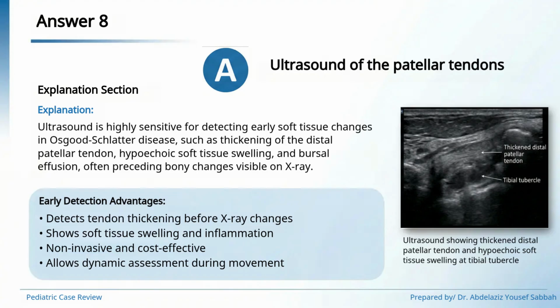Ultrasound is highly sensitive for detecting early soft tissue changes in Osgood-Schlatter disease when plain radiographs are still completely normal. It can identify thickening of the distal patellar tendon, hypoechoic soft tissue swelling, and bursal effusion often preceding any visible bony changes on X-ray. Key advantages of ultrasound include the ability to detect tendon thickening before radiographic changes appear, demonstrate soft tissue swelling and inflammation, provide dynamic assessment during movement, and offer a non-invasive and cost-effective evaluation. This makes it an excellent first choice when early diagnosis is needed and radiographs are unremarkable.